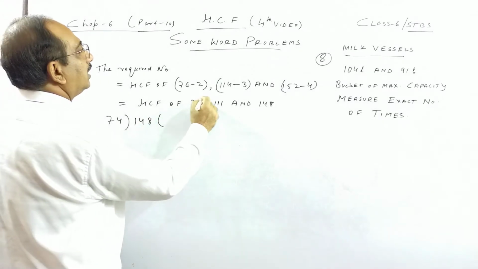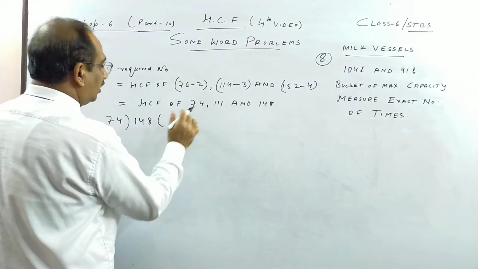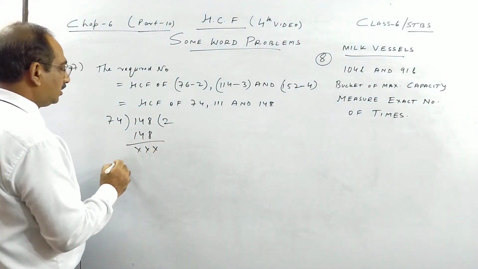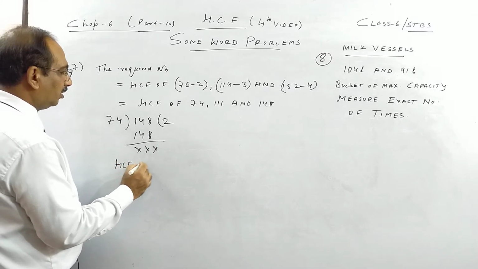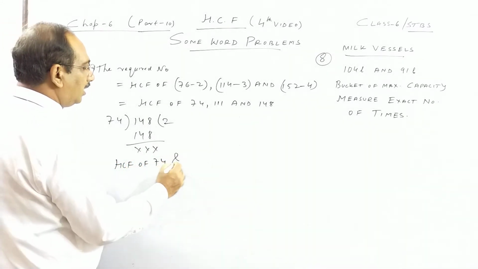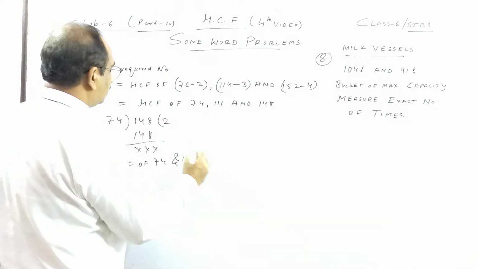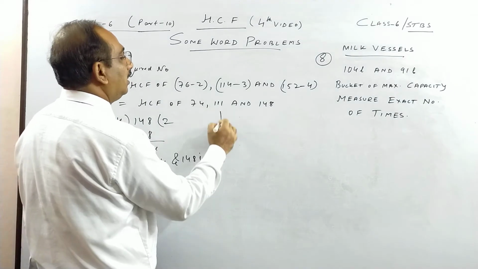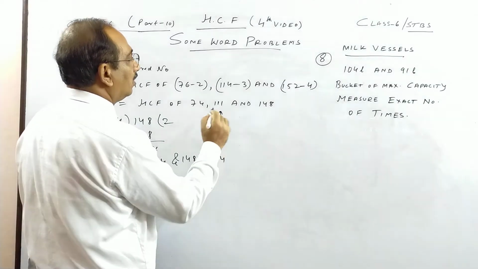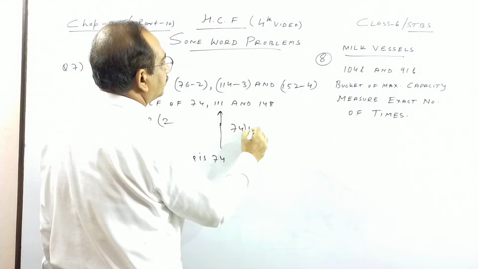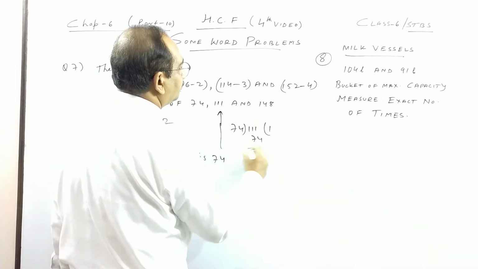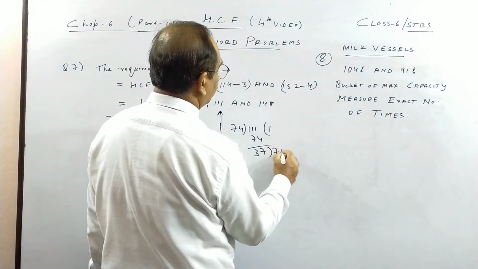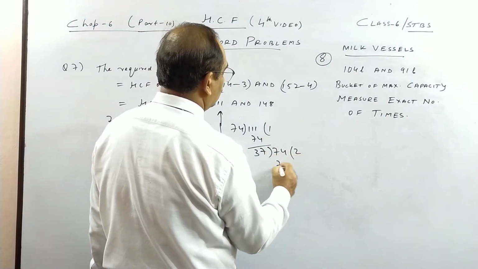148. So first I take the smallest and the biggest, and I see this is a multiple of this. So 2 times you get. So HCF of 74 and 148 is 74. Next I try this 74 with 111. So once, you will get 37. This goes twice.